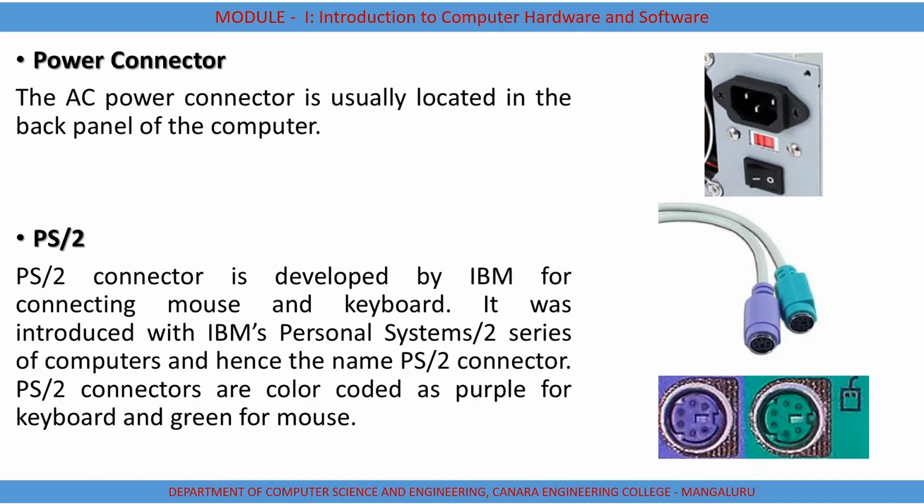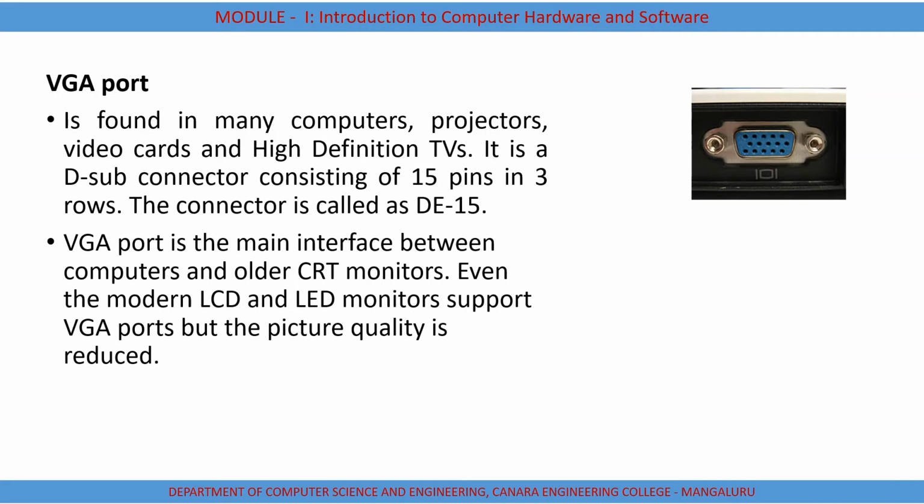Next is the VGA port. It is also called a display port. You can find it in the back panel again. It is used to connect the monitor, or to connect your PC to a projector or some TVs or any other display units. It has 15 pins in 3 different rows, as shown in the picture. It is the main interface between computers and CRT monitors. Even it can be used in LCD and LED monitors also.